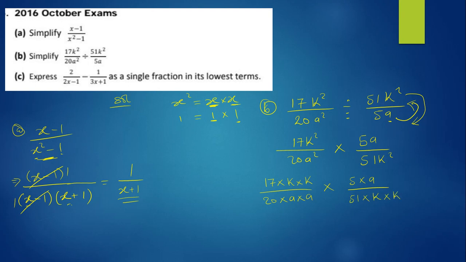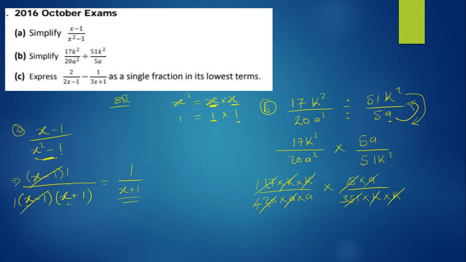And then here you need to cancel the common letters. You're having k there and k down there. This k and that k go. And this a goes with that a. And now, you know that 5 can go into 20. So 5 into 5, that's 1, and 5 into 20, that's 4. And then this 17 you're seeing here can go into 51. So 17 into 17, that's 1, and 17 into 51, that's 3.